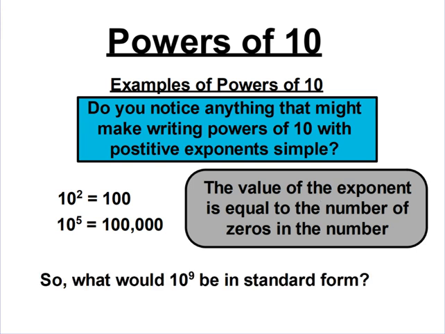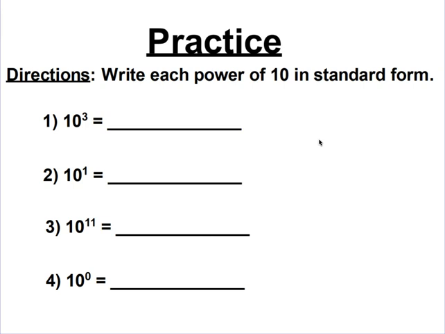So let's try practicing once. What would 10 to the ninth power be in standard form? So see if you can figure that out. Okay, the correct answer would be 1 billion. It would be a 1 with 9 zeros after it because the exponent is 9. So 10 to the ninth power is equal to 1 billion. All right, so hit pause, try this out. Try that with these 4 problems, see if you can get the answers, and then you can check it when you're done.